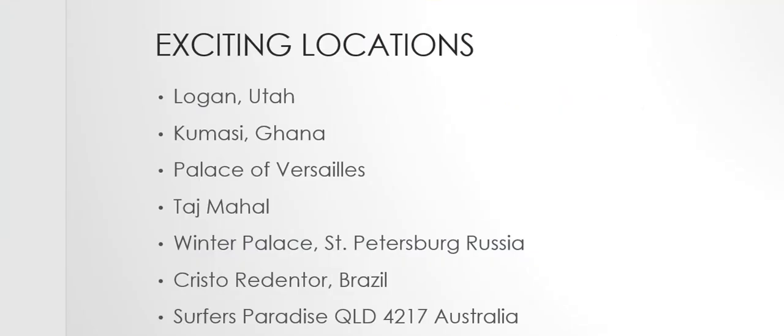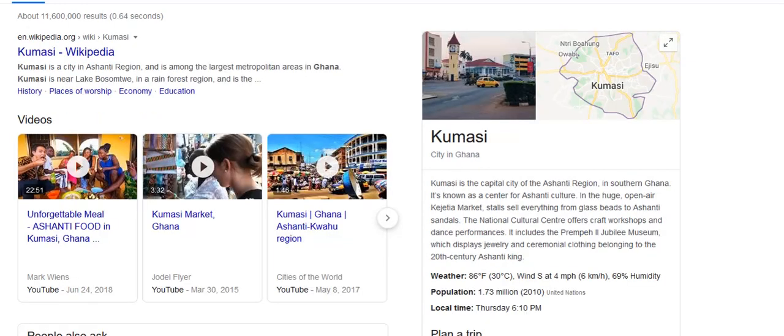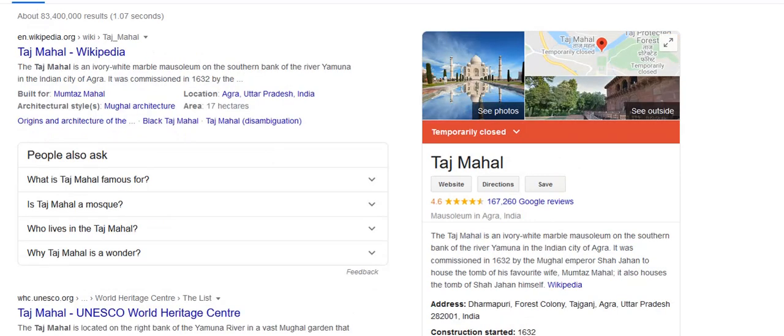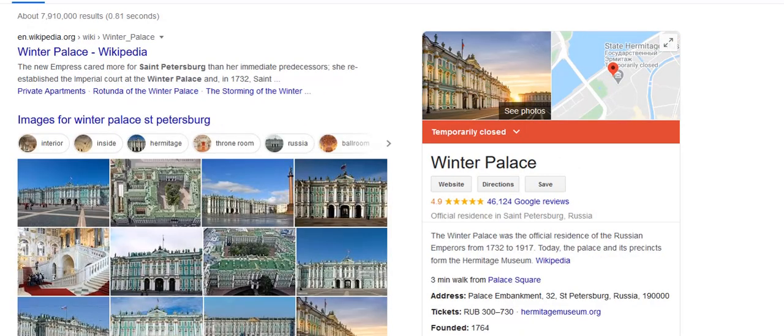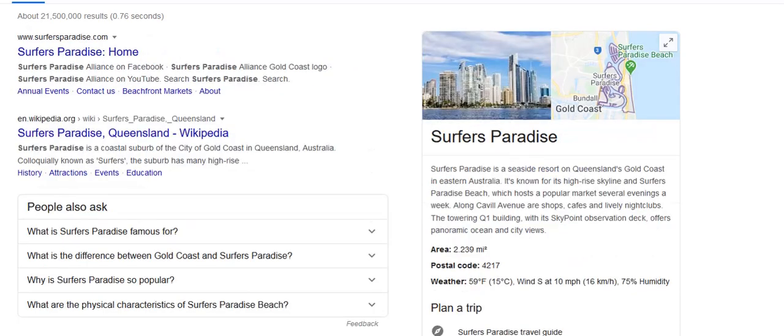Let's extend our example to seven exciting locations. First, Logan, Utah. Second, Kumasi in Ghana, West Africa. Next is Palace of Versailles in France. Next is Taj Mahal, India, followed by the Winter Palace at St. Petersburg, the Cristo Redentor statue in Rio de Janeiro, Brazil, and Surfer's Paradise, Gold Coast, Australia.